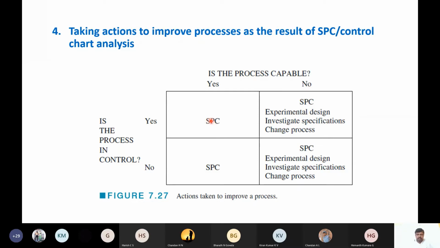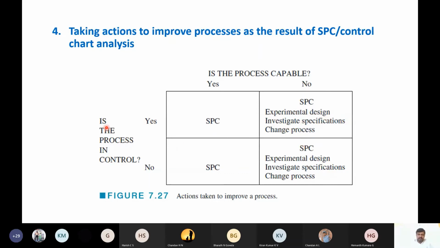Now everything is fine, but what is the guarantee that in future also everything will be fine? No guarantee. For that reason, you should go for implementing statistical process control strategies. Suppose the process is in control, but the process is not capable, then you should go for implementing statistical process control techniques, then experimental design, investigate, you should go for investigating specification, you should change the process.